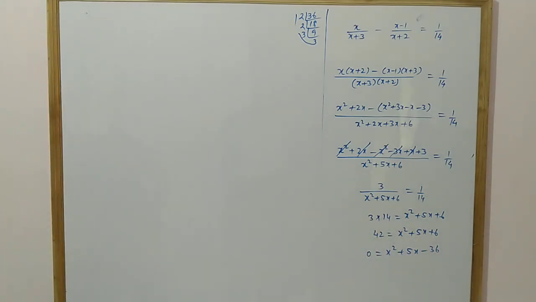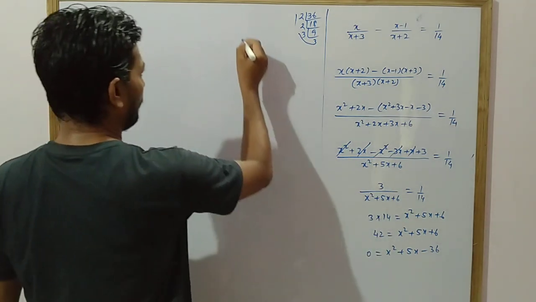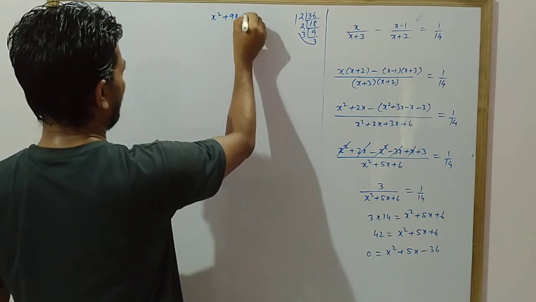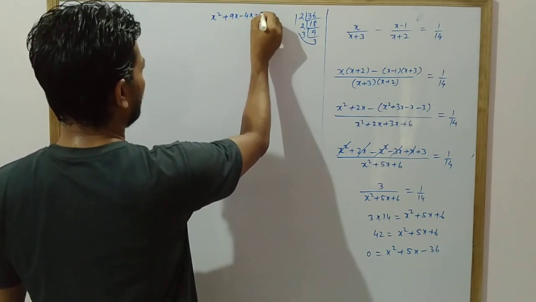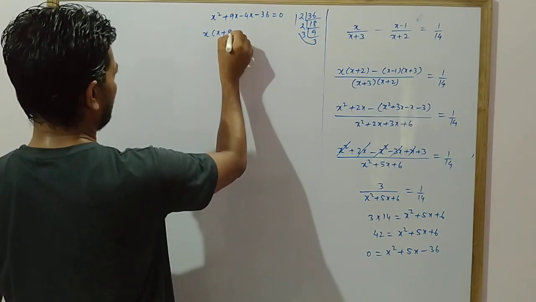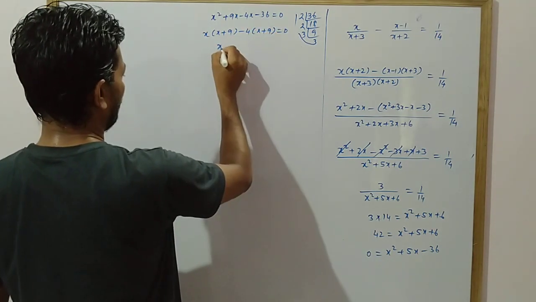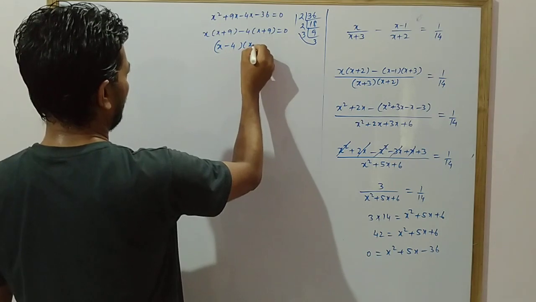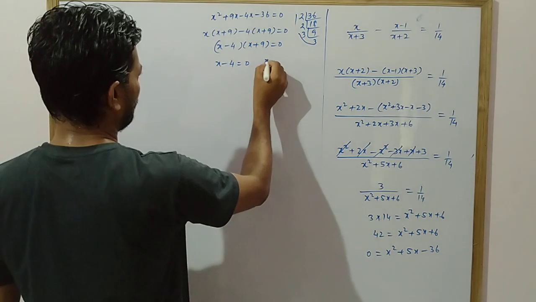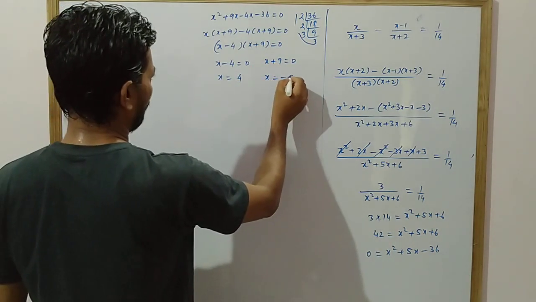So what is our requirement? We require a fraction. Find a fraction. Okay. So here we can write this one as x square plus 9x minus 4x minus 36 equal to 0. x common, x plus 9, minus 4 common, x plus 9 equal to 0. x minus 4, x plus 9 equal to 0. x minus 4 equal to 0, x plus 9 equal to 0, x equal to 4, x equal to minus 9.